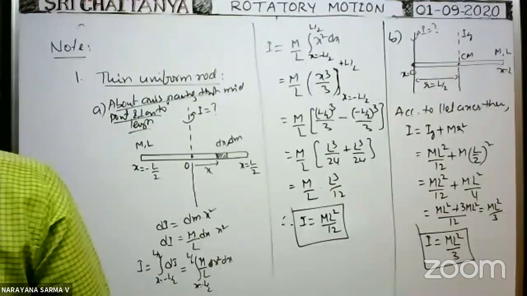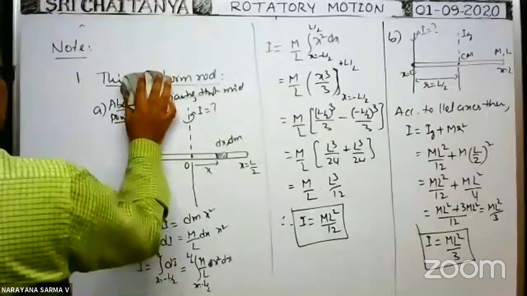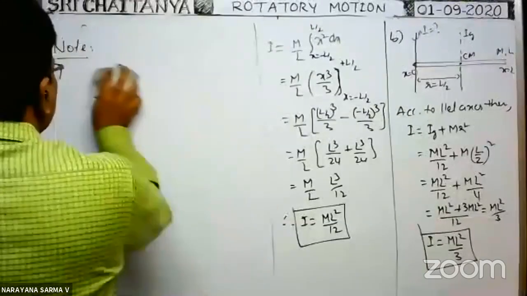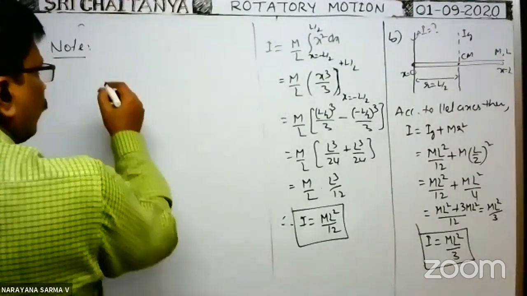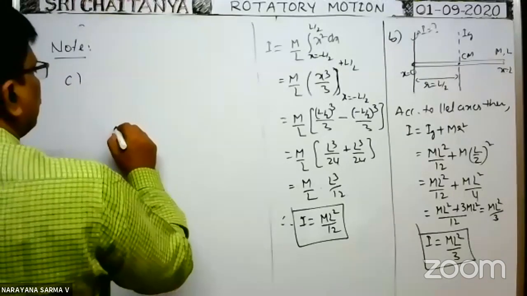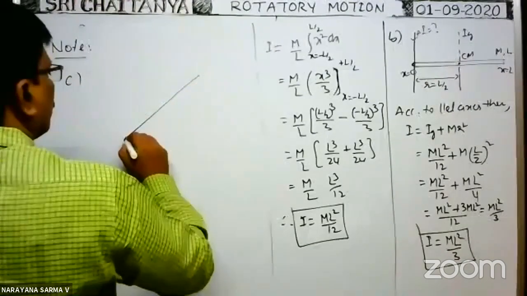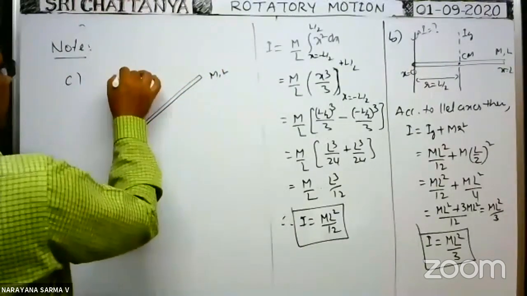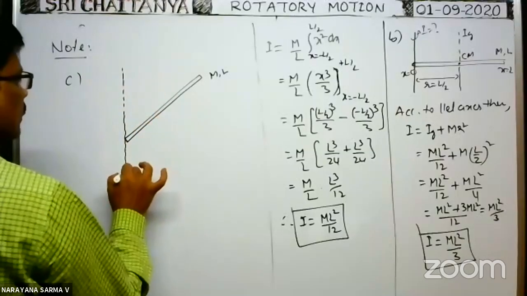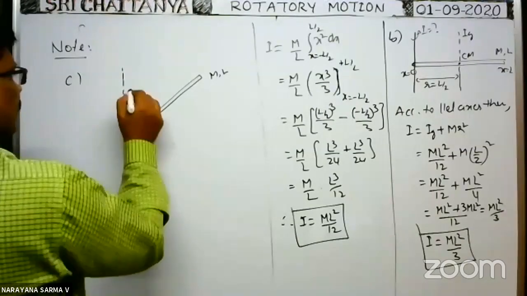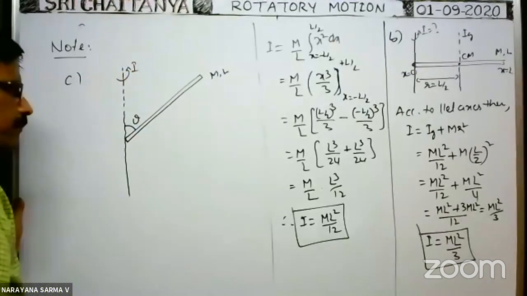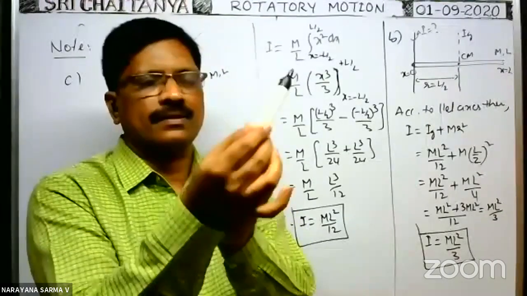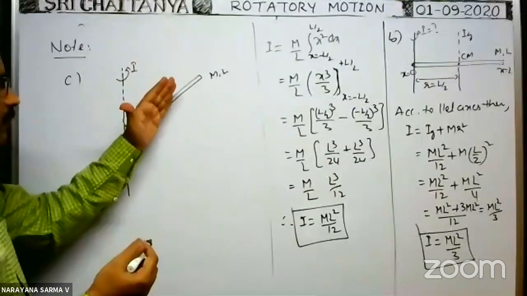Okay. Next, suppose another one, same case, same rod, case C. Suppose the same uniform rod, having mass m and length L, is made to rotate about an axis passing through one end that makes an angle theta with the rod. About this axis, what is the moment of inertia? The rod is inclined like this and is made to rotate like this. About this axis, what is the moment of inertia of the rod?